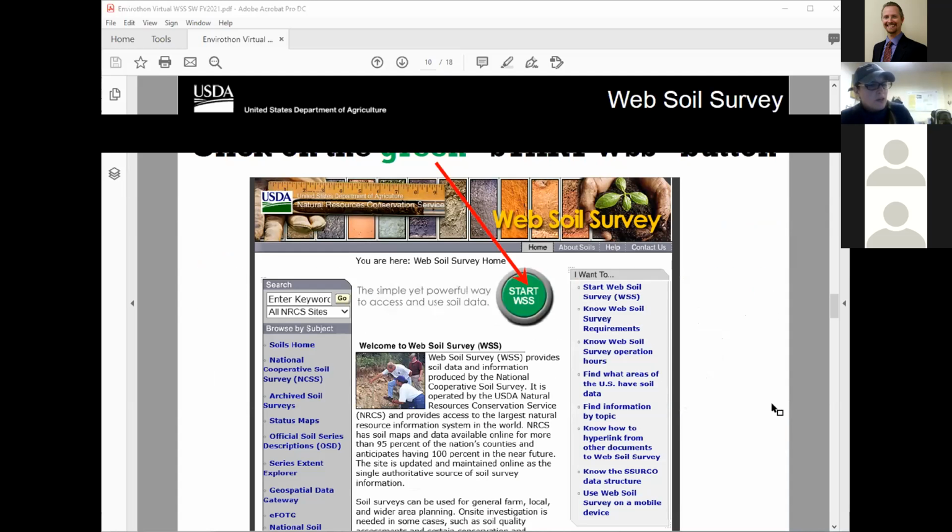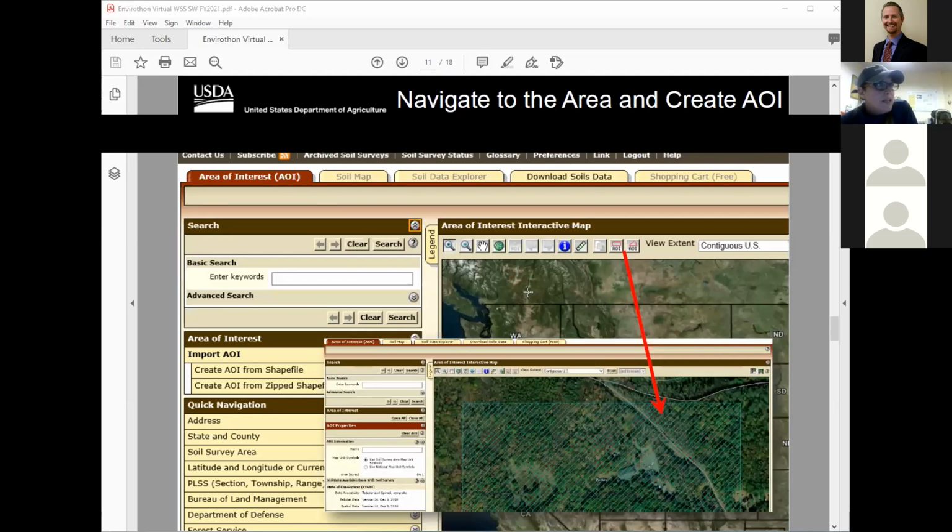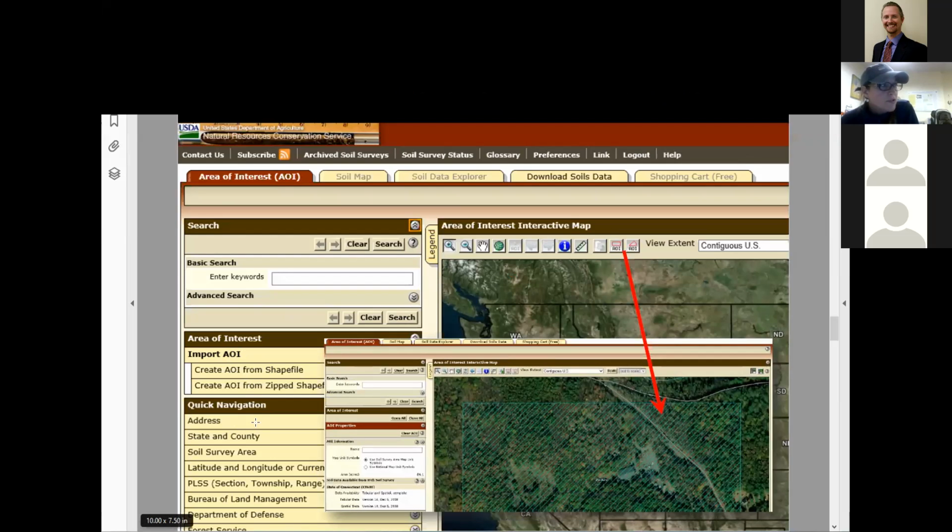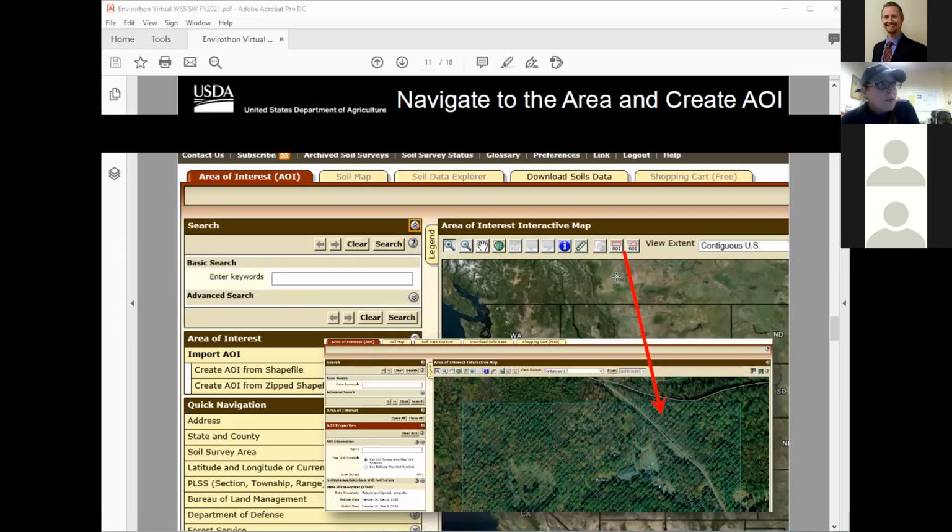All right, so I'm going to quickly go through Web Soil Survey. Hopefully you've all tried using this, to hit the green Start Web Soil Survey button and navigate to your area. You can create or import an area of interest. You can use quick navigation using an address, or if you know the survey area, or lat long. Don't forget to use those 2 buttons that have AOI on them. You can do a rectangle or an odd shaped polygon.